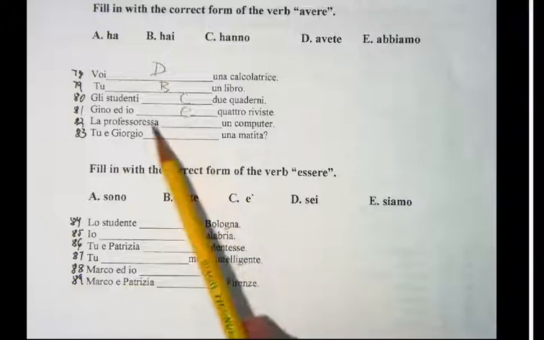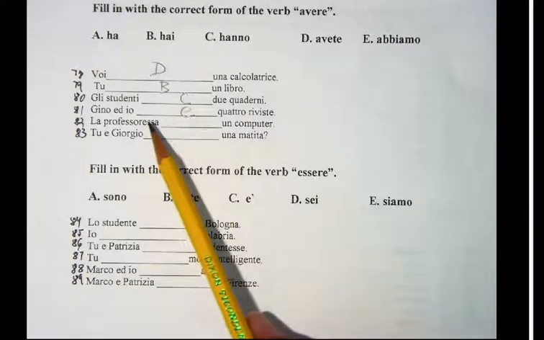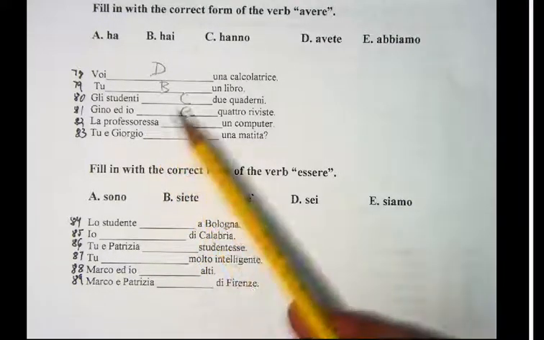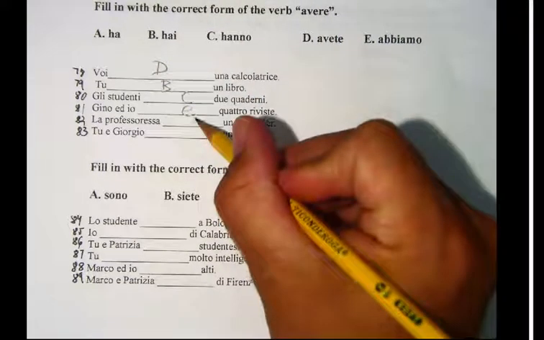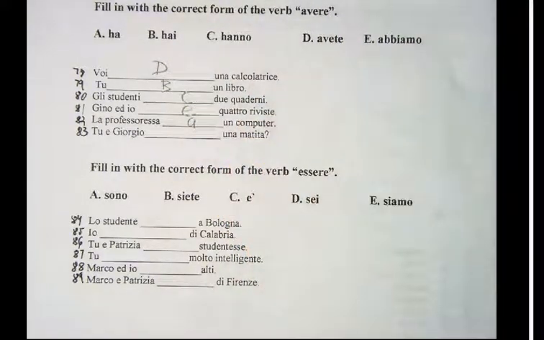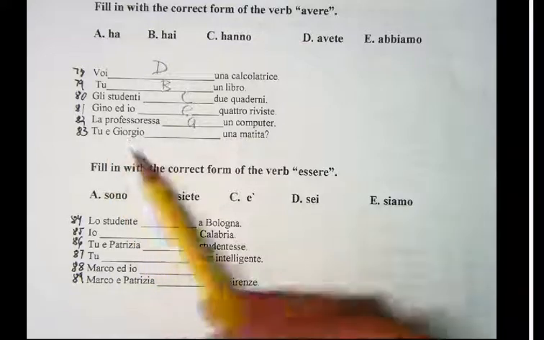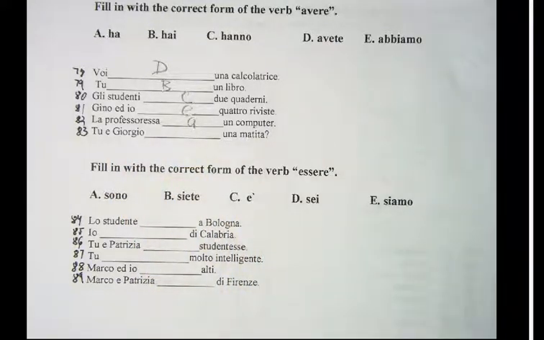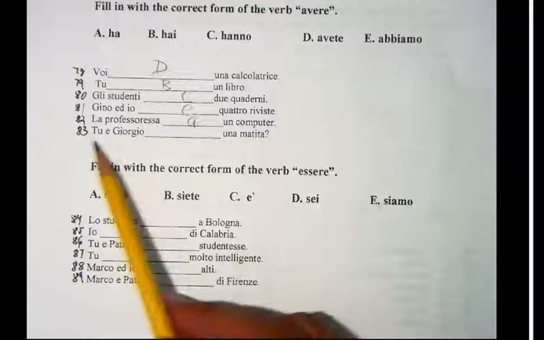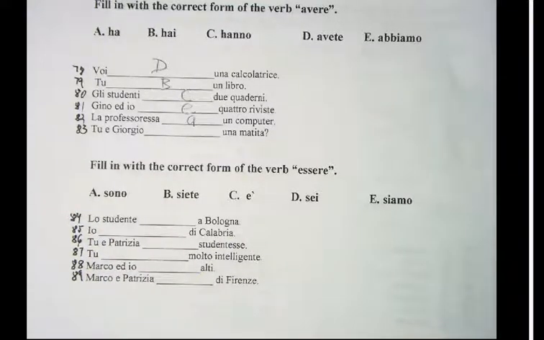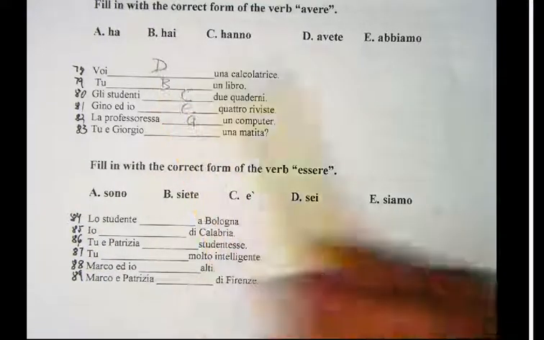La professoressa, this is a female. It's a lei. Therefore, the lei form is a, which is a. And tu e Giorgio is a voi form. Tu plus somebody else is voi, you and somebody else. Therefore, you want the voi form, di.